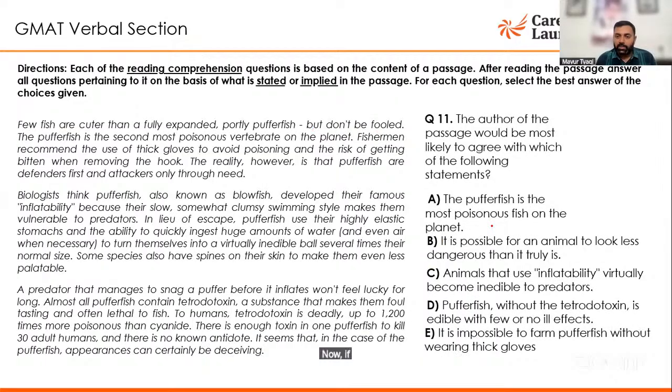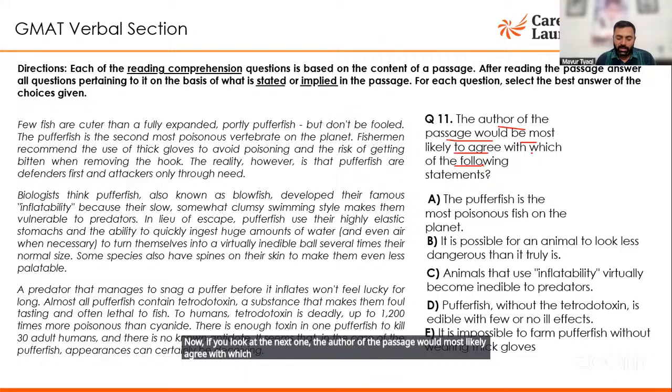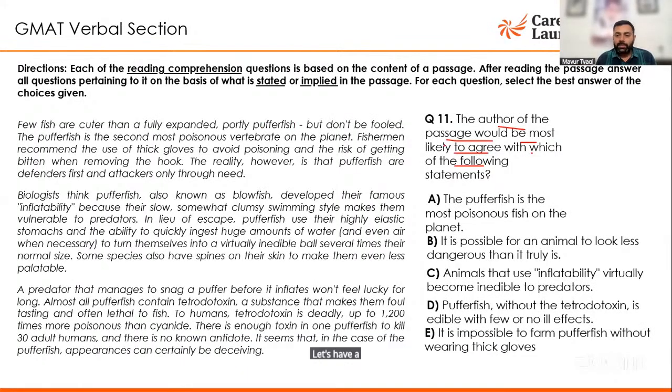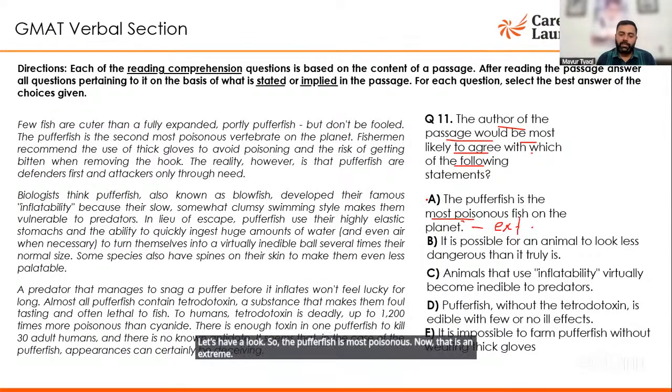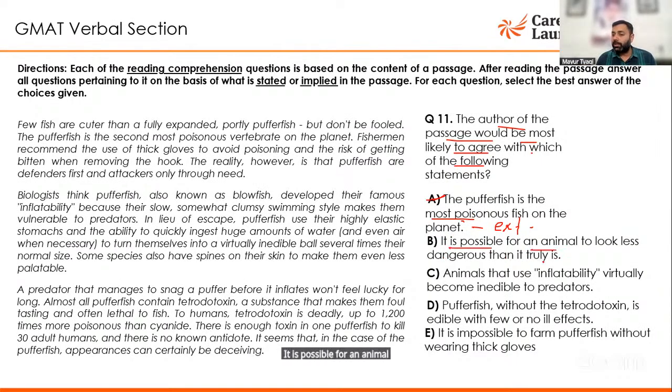Now if you look at the next one: the author of the passage would most likely agree with which of the following statements? Let's have a look. The pufferfish is the most poisonous? That is an extreme. On the planet, definitely not. Anywhere is the author saying that it's on the planet? No. It is possible for an animal to look less dangerous than it truly is. I think that is definitely something the author agrees with, right?